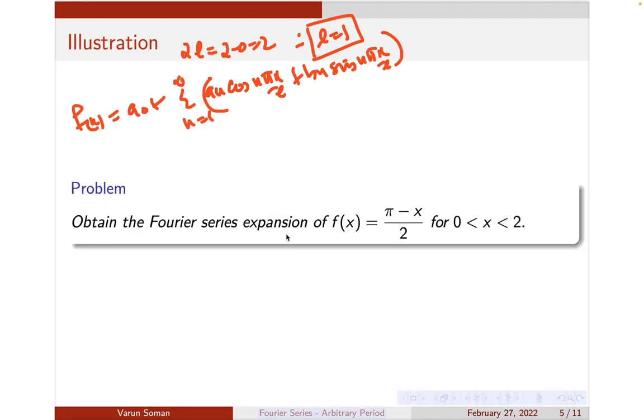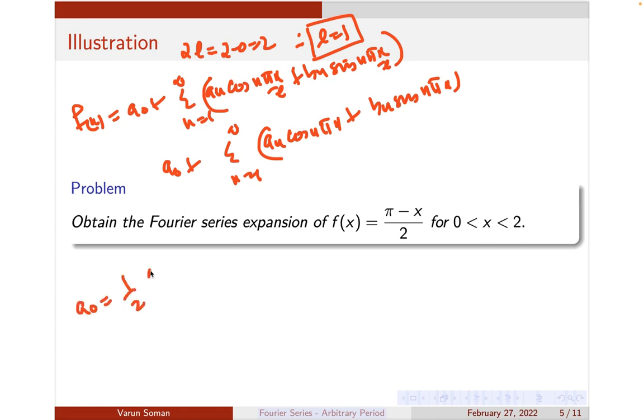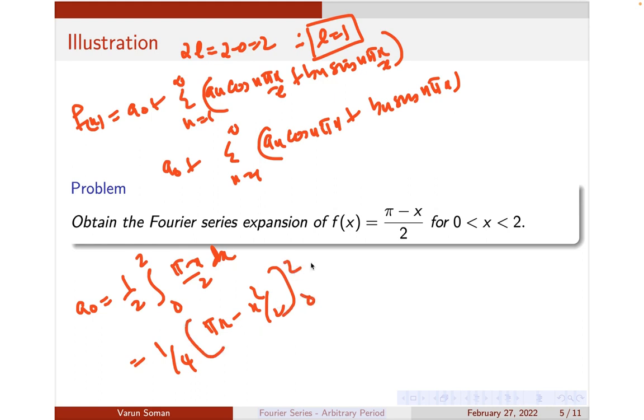Now let us try to expand it. L is 1, so this becomes a0 plus sigma n equal to 1 to infinity an cos n pi x plus bn sin n pi x. Now it will be straightforward calculation. What's the value of a0? Your a0 is equal to 1 by 2L, so it becomes 1 by 2 integral over the given interval 0 to 2 of pi minus x by 2 dx. This is 1 by 4, so it becomes pi x minus x square by 2 in the interval 0 to 2. Very straightforward calculation, you just complete it. I have written it in the next slide.